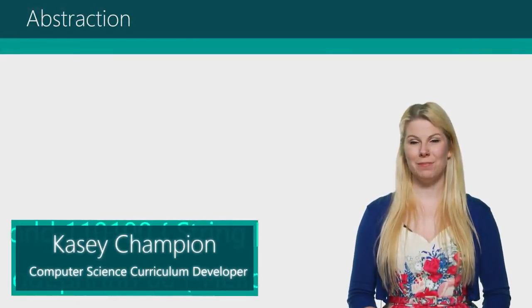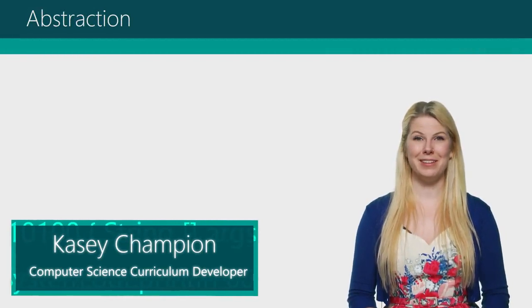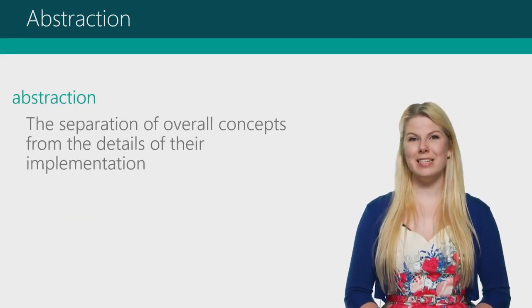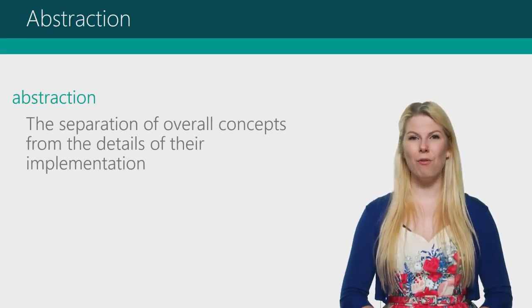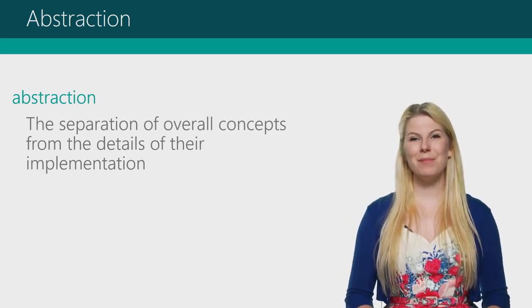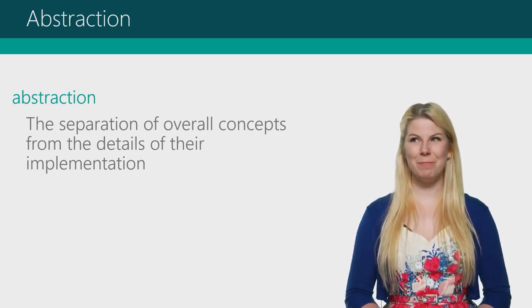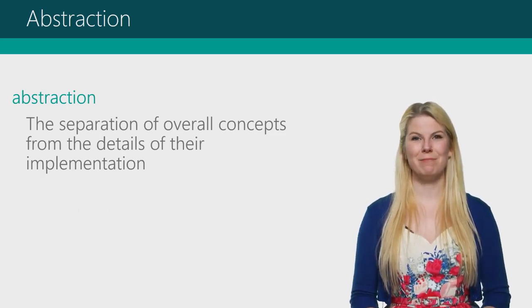You may have heard this term thrown around, abstraction. Computer scientists are obsessed with it. Abstraction is the idea of separating out the overall concepts from their implementation. So what does that mean when you're building something?